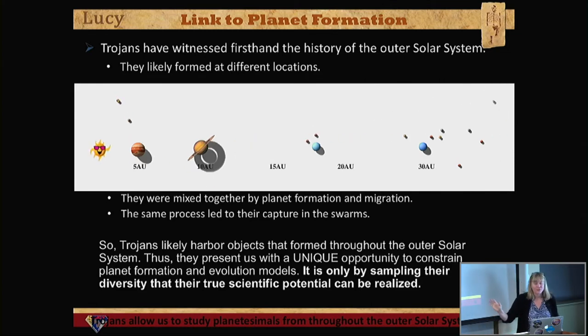So very cartoonish animation. But what I'm talking about here are things like the Nice model, where there's actual math behind it, not just a cartoon. So these processes are one way to explain how these objects got trapped. And that's why we want to go see them. We want to really understand their diversity.